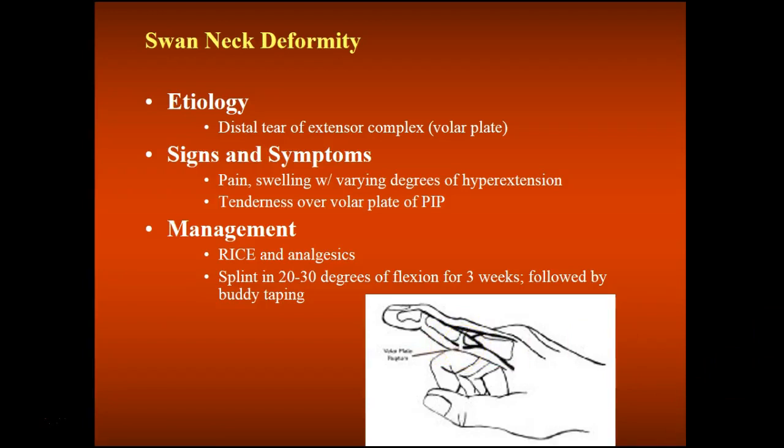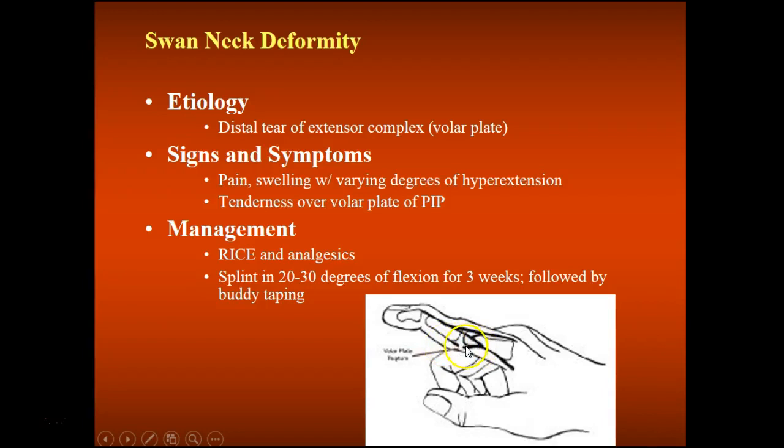So signs and symptoms, you're going to have pain, you're going to have swelling over this proximal interphalangeal joint. And the patient, because the volar plate is ruptured, right? This volar plate is ruptured. There's actually no resistance to the amount of extension that can occur because this part is gone.